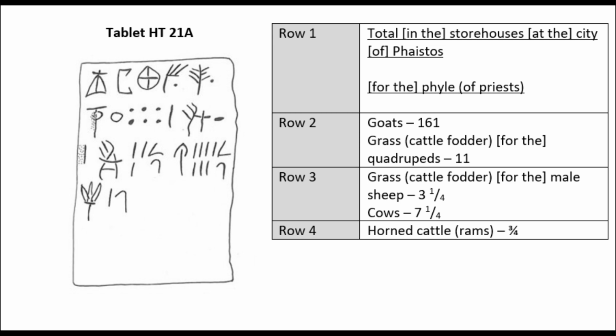In row 2, we have goats, 161, and we have grass, cattle fodder for the quadrupeds, 11. In row 3, we have grass, cattle fodder for the male sheep, 3 1/4, and we have cows, 7 1/4. And in the final row, we have horned cattle, which we know are rams, 3/4. Wow, and there we have it. Indeed, there we have it.